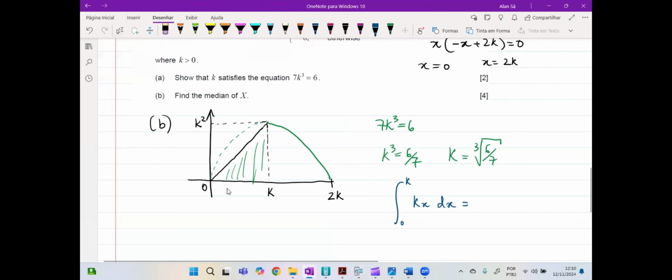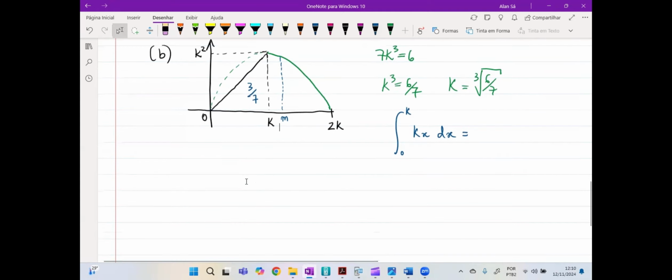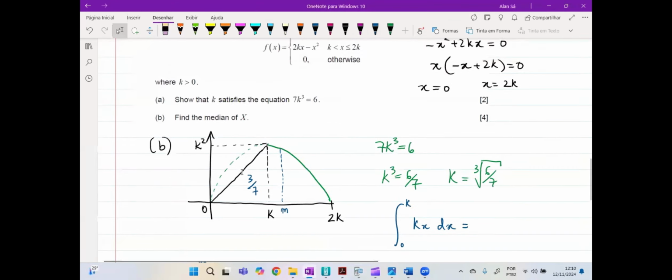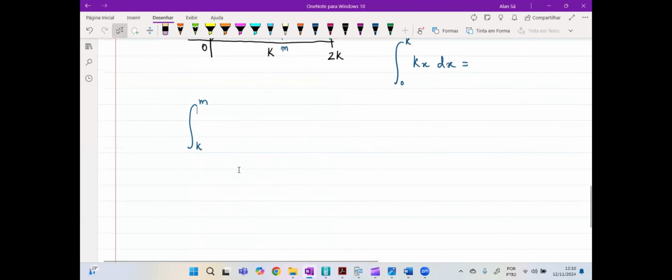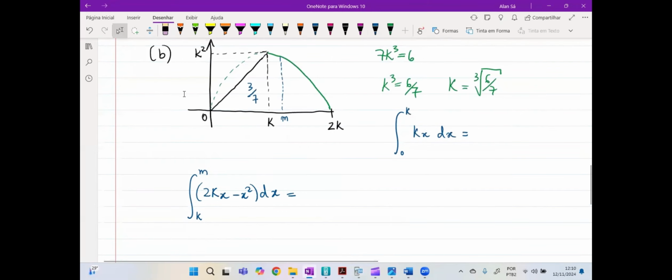So what we have, in fact, is that this region has an area of 3/7, which is less than 0.5. So the median is somewhere here. It's a value m. Then we want to know what is the value m such that the integral from k to m of 2kx minus x squared dx is equal to the value that we need, that is half minus 3/7.